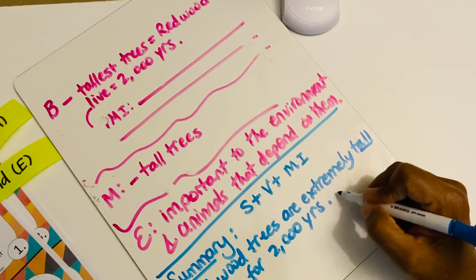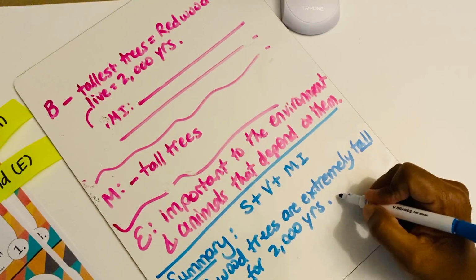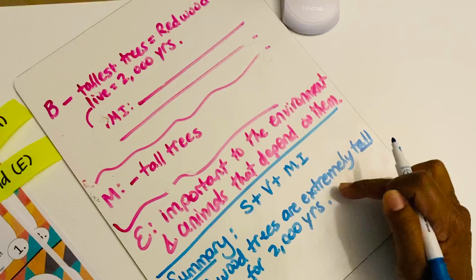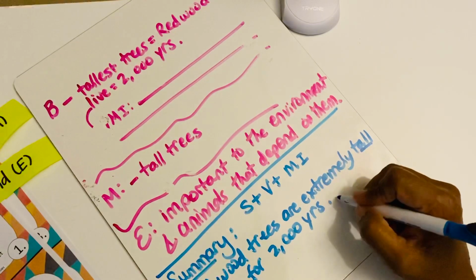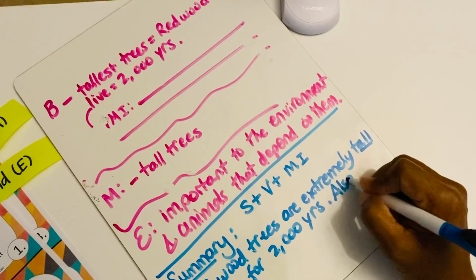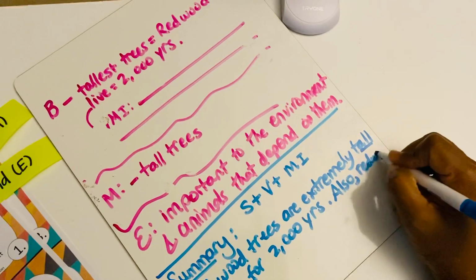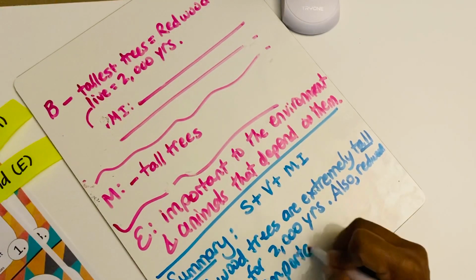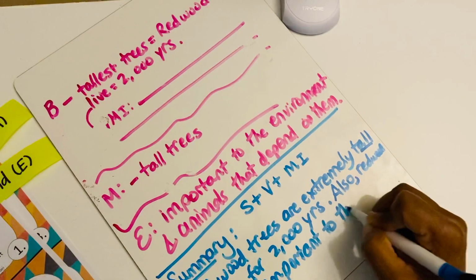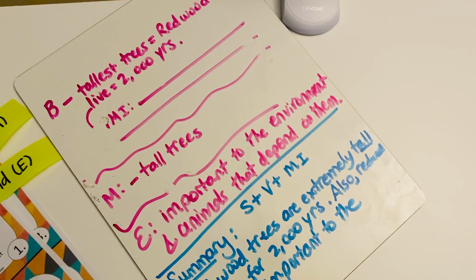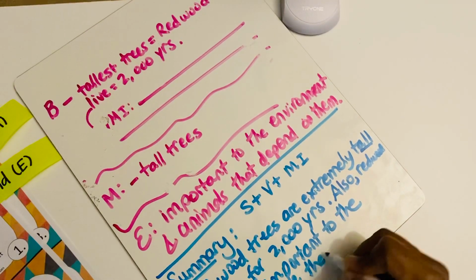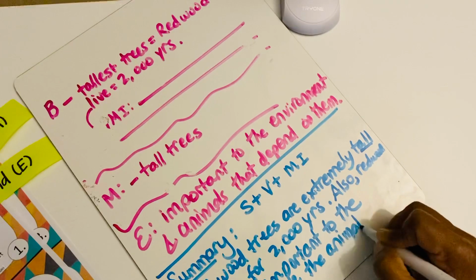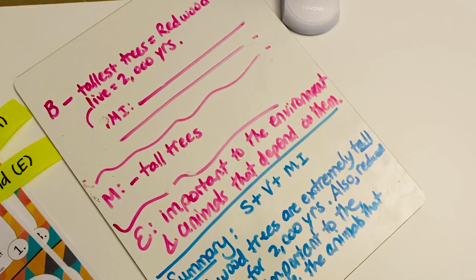So I'm going to say, let's try a transition word that'll connect these 2 ideas. This is an extra idea about how it's important. I would say also, redwood trees are important to the environment and the animals that depend on them.